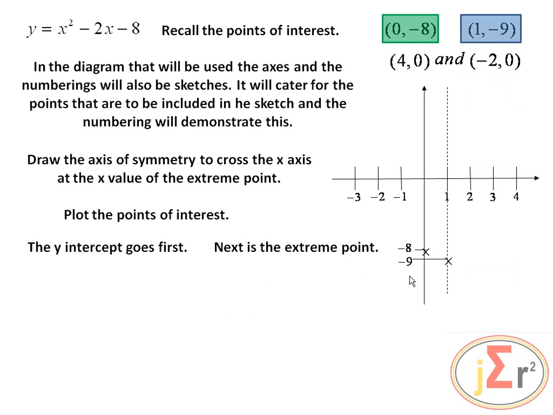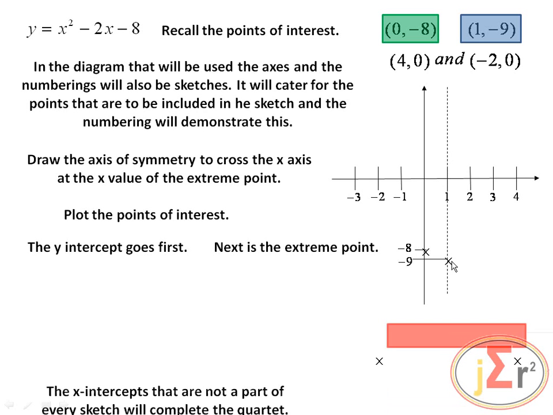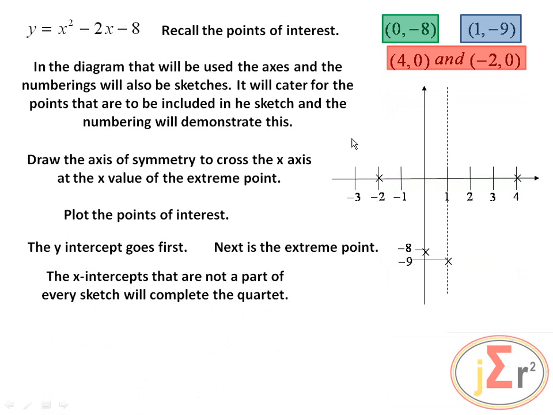Next, we have the extreme point. The coordinates of the extreme point will be 1, negative 9. So x is 1, y is negative 9. The point is placed right there. We have 2 x-intercepts. Usually for a parabola, when the x-intercepts occur, they occur in pair. So those x-intercepts will complete the quartet of points that we are going to be using in our sketch.